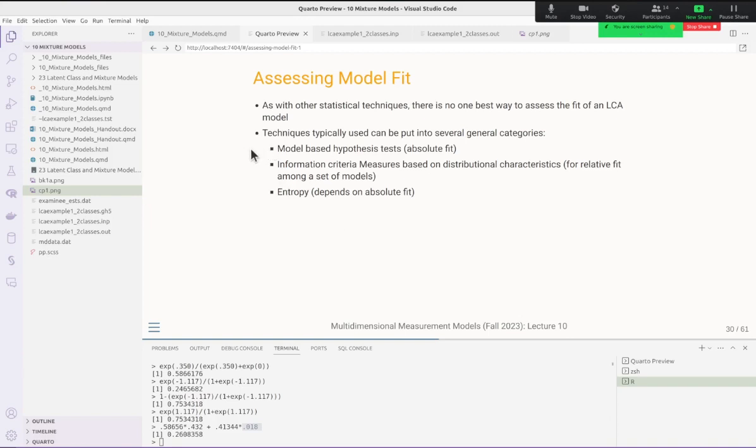Some of the stuff we've taught before in class, we can talk about model-based hypothesis tests. In our case, we can do this. In many cases with data, we can't. But this would be called full information absolute fit. We could also come up with information criteria for relative fit. We could also come up with measures of distributional characteristics.